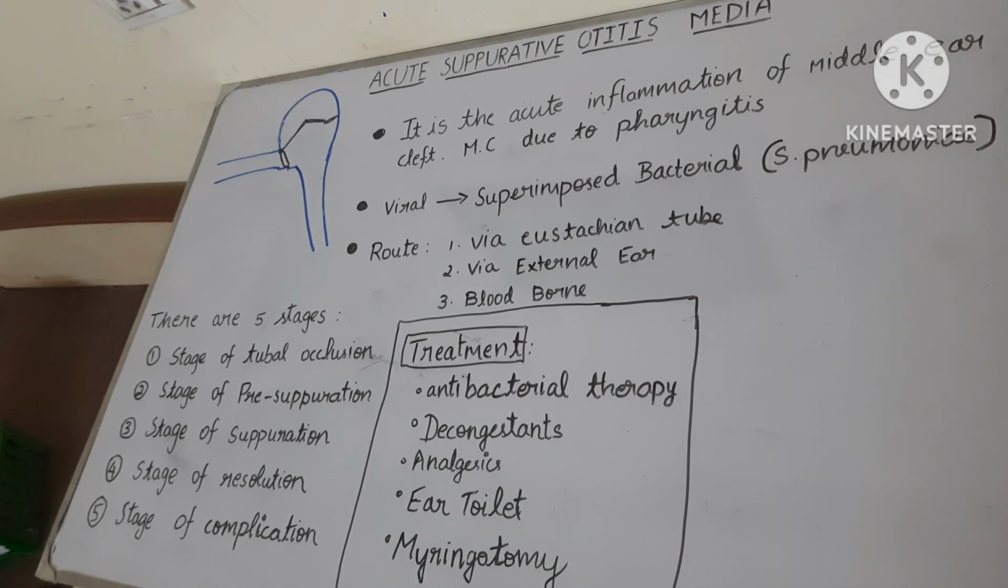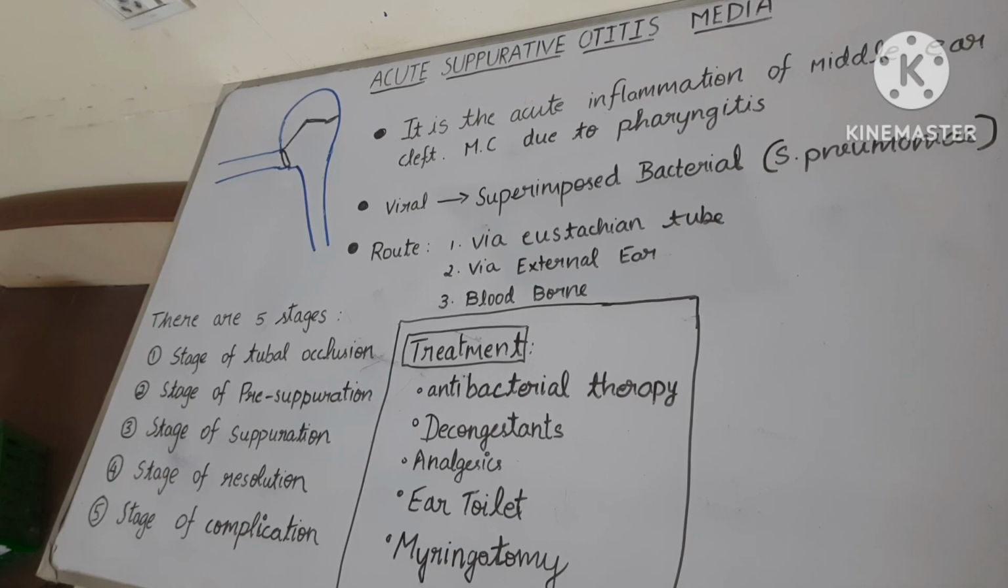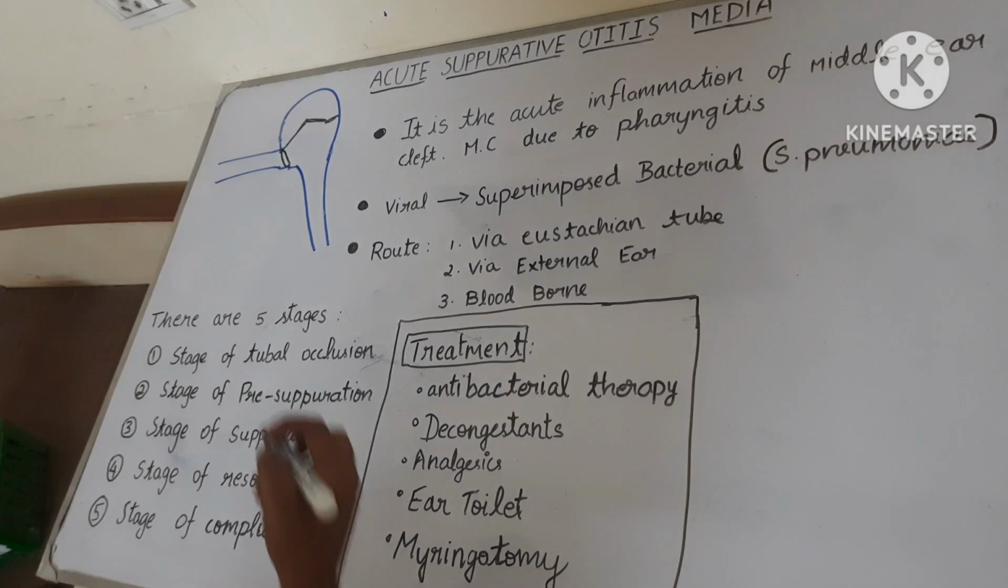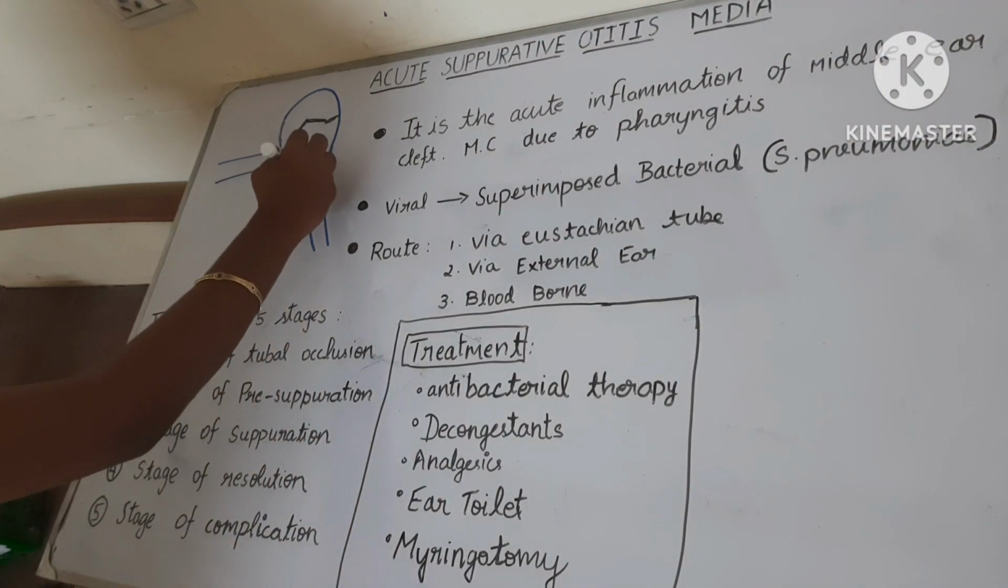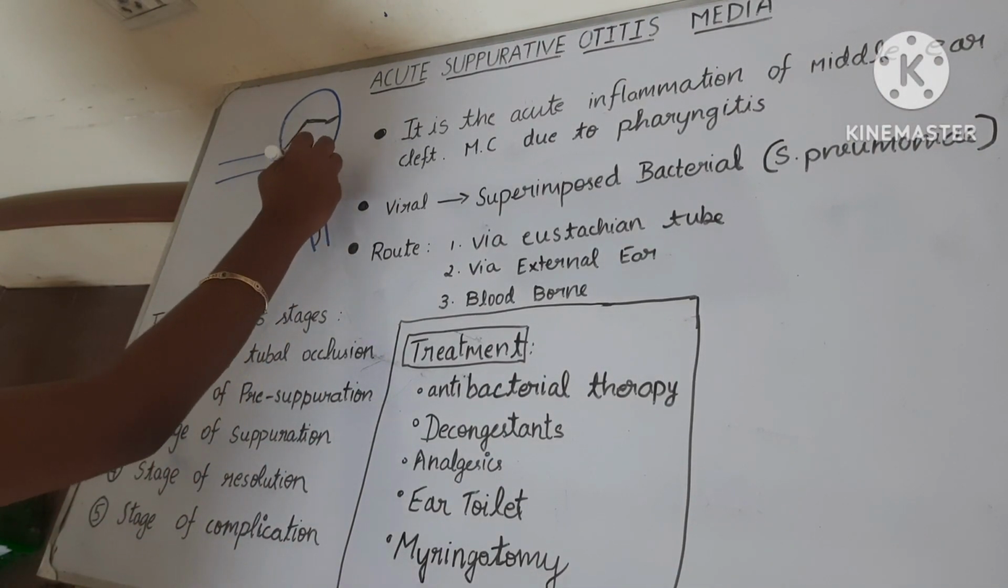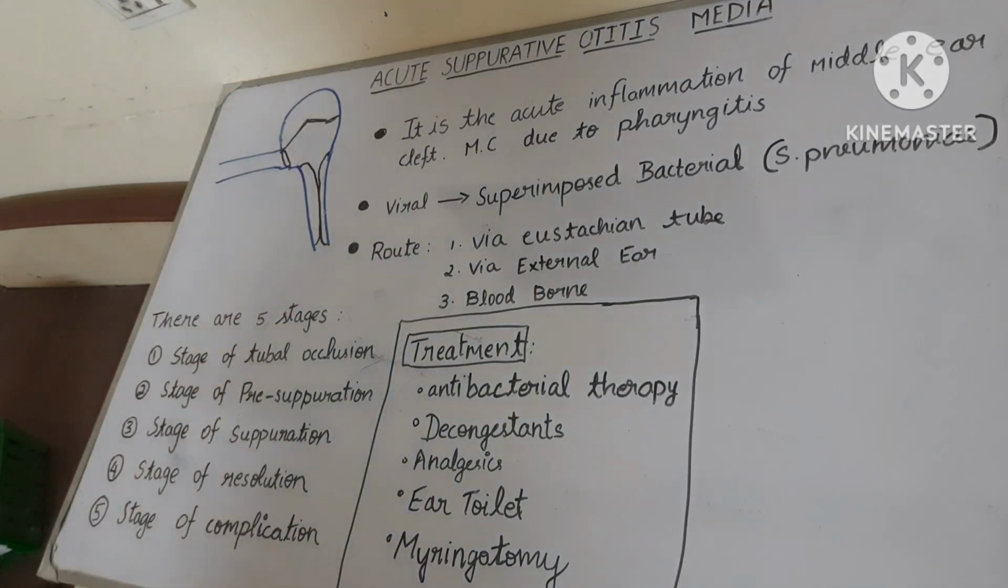Now, I'll tell you about the 5 stages of acute suppurative otitis media. The first one is the stage of tubal occlusion. When the infection spreads to the Eustachian tube, what happens to it? In the Eustachian tube, there will be inflammation. Because of the inflammation, there will be edema. So the Eustachian tube linings become edematous. Like this, the Eustachian tube gets blocked.